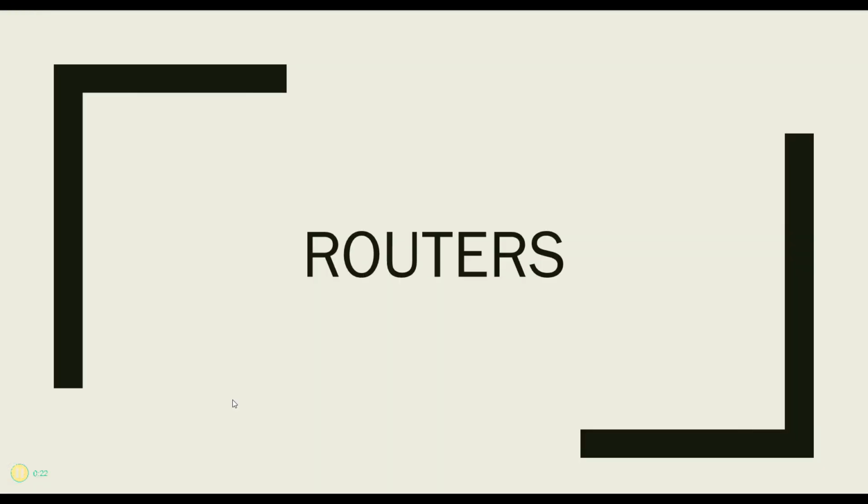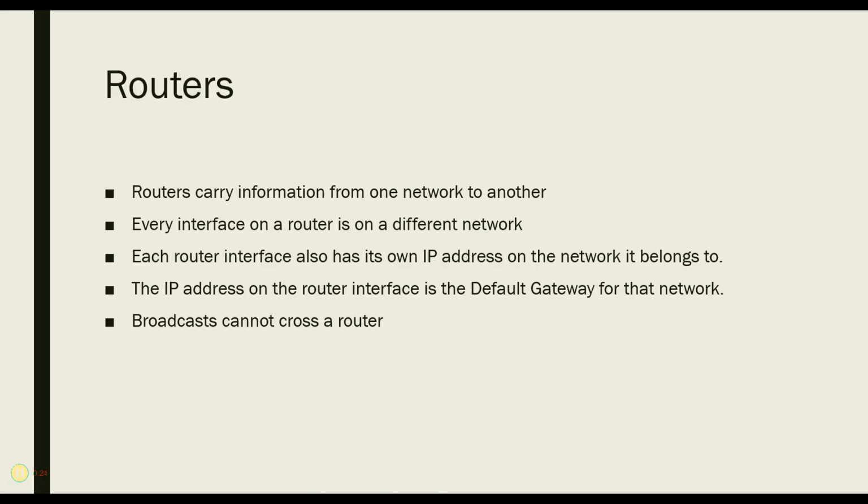Let's take a look at routers now. Routers are designed to carry information from one network to another network. So you could say that every interface on a router is on a different network. And by the way, every router interface has an IP address of its own. It is one IP address that belongs to the network that interface serves. The IP address on the router interface is sometimes called the default gateway for that network, or I should say for the devices on that network. And broadcasts cannot cross a router.